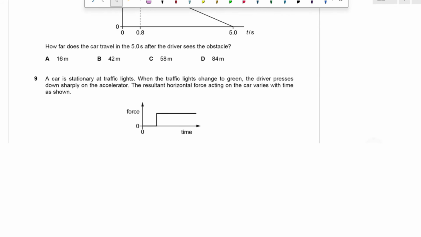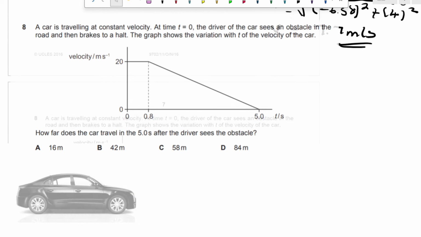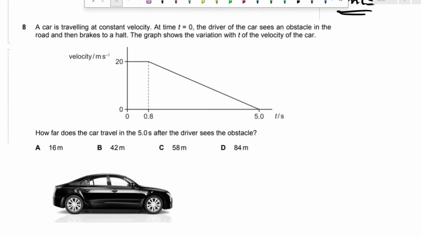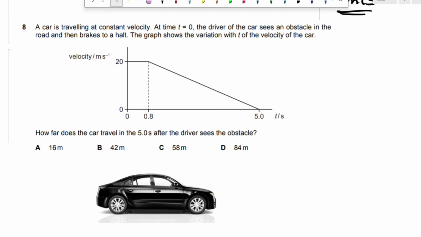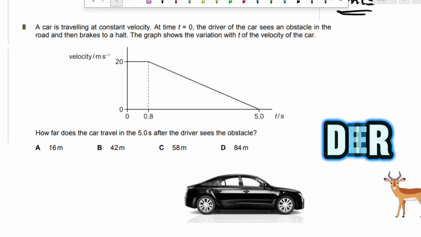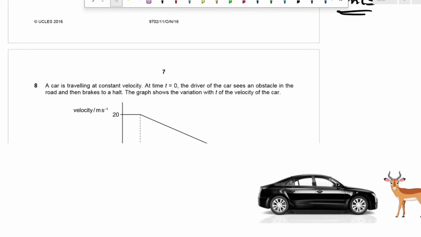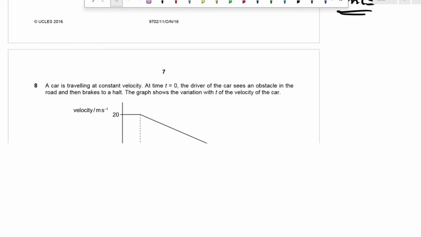Question number 8. A car is traveling at a constant velocity. So we have a car that's traveling, and a driver is moving the car, and then the driver sees an obstacle. Let's assume maybe it's a deer, or an animal. They see an obstacle and they want to stop. So they quickly step on the brakes, and then we're given the variation of their velocity. So we want to find how far it travels in 5 seconds after seeing the obstacle.